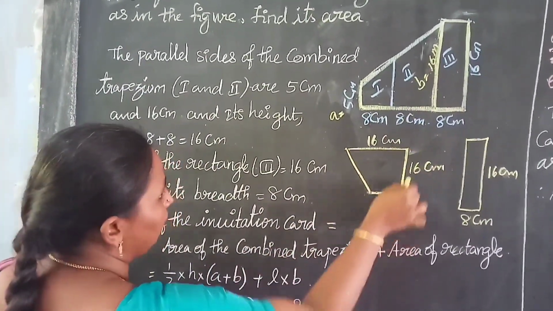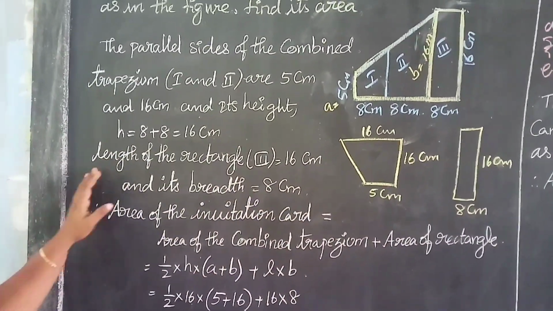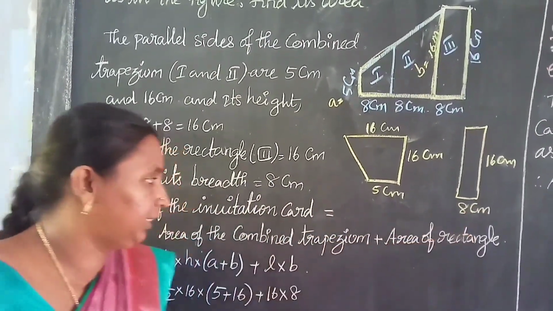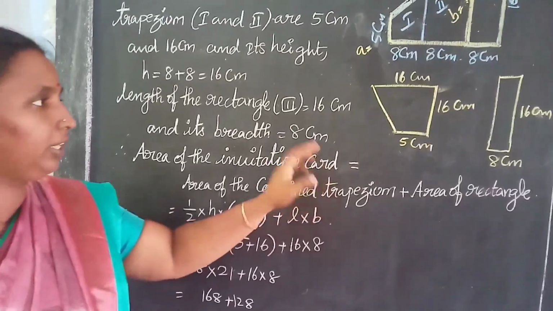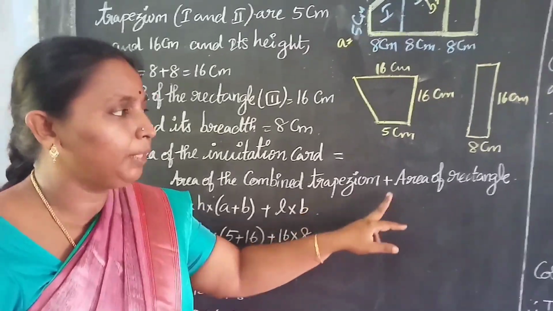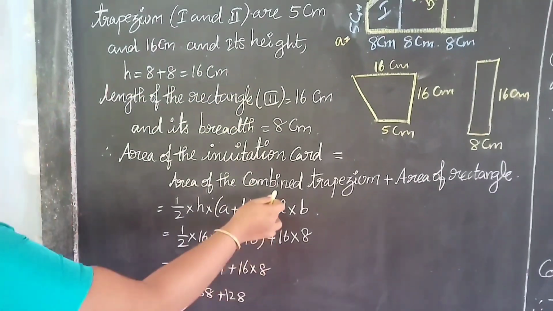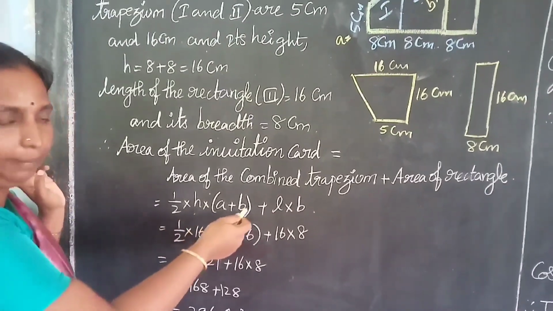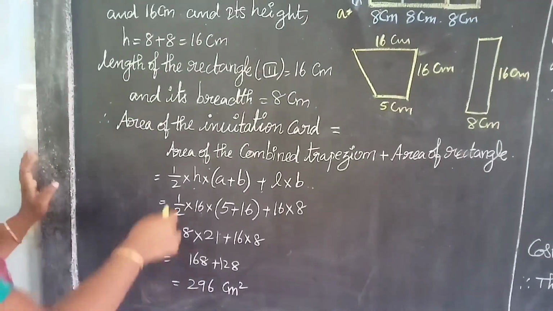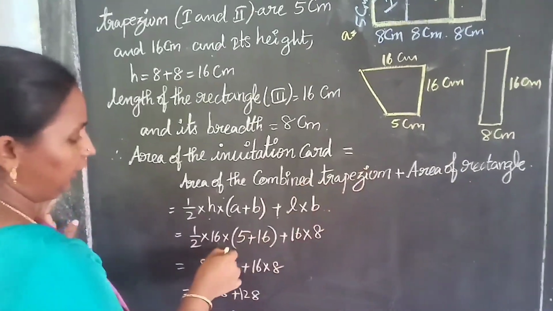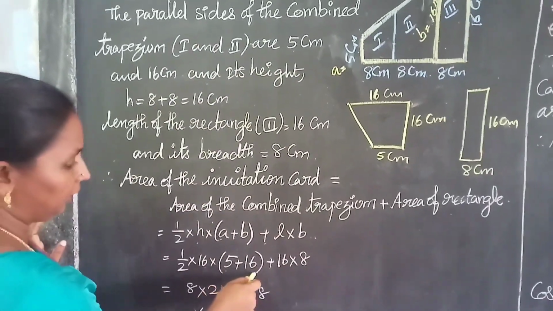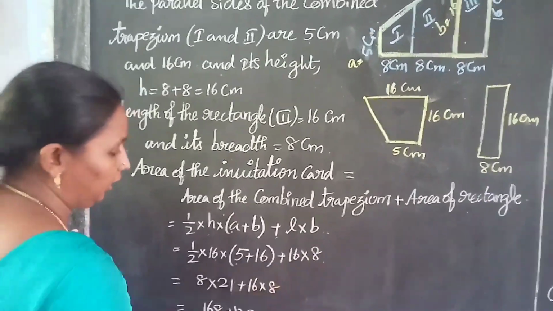We are adding these two, so you get 16 centimeter as height. Okay. Next, the length of the rectangle is 16 centimeter and its breadth is 8 centimeter. Area of the invitation card: now we are going to add these two areas. So area of the combined trapezium plus area of the rectangle. The trapezium formula half into h into a plus b square units, plus area of rectangle is l into b square units. So half into height, which is 16, into a plus b, the parallel sides, 5 and 16, so 5 plus 16, plus l into b, that is 16 into 8.